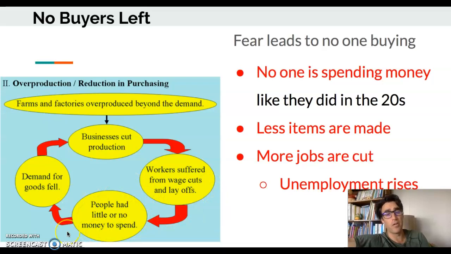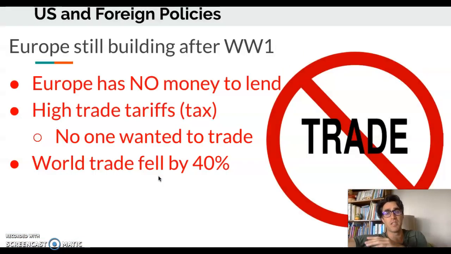And now people have little or no money to spend, so they're not buying anything, which means that the price for the goods are dropping, and the businesses keep cycling around. It keeps getting worse and worse. So more jobs are cut, less product is being made, less money is going out into our economy, and that causes unemployment to rise tremendously.